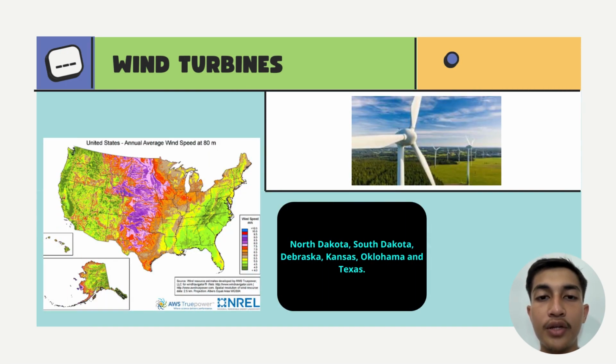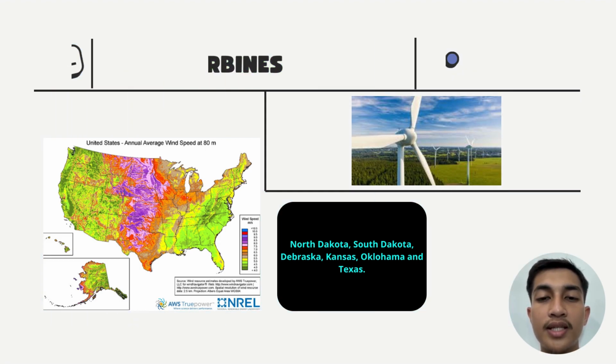Here is the map of the United States. As we can see at the middle part of this map, in purple color, it is where the wind reaches speeds of more than 7.5 meters per second. It reaches the highest speed because the area is flat and facilitates the movement of wind because there are no obstacles. These areas are located in North Dakota, South Dakota, Nebraska, Kansas, Oklahoma, and last one is Texas.